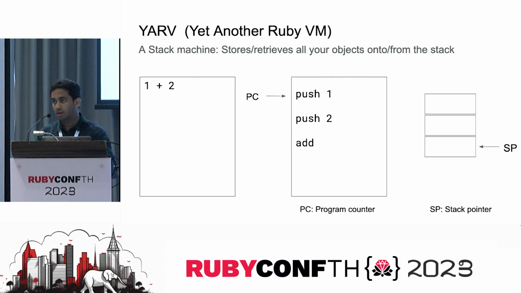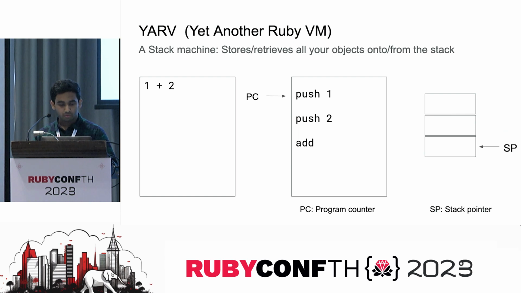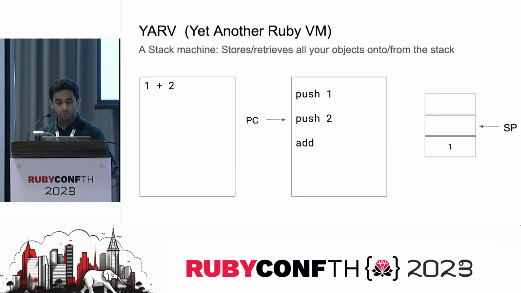Let's take a look at how it works. PC is our program counter. It keeps track of where in the program we are right now. Right now we are at push 1. So we'll push 1 onto the stack. We'll increment the stack pointer, which keeps track of the top of the stack. Now we have push 2. And once we have push 2, we go to add.